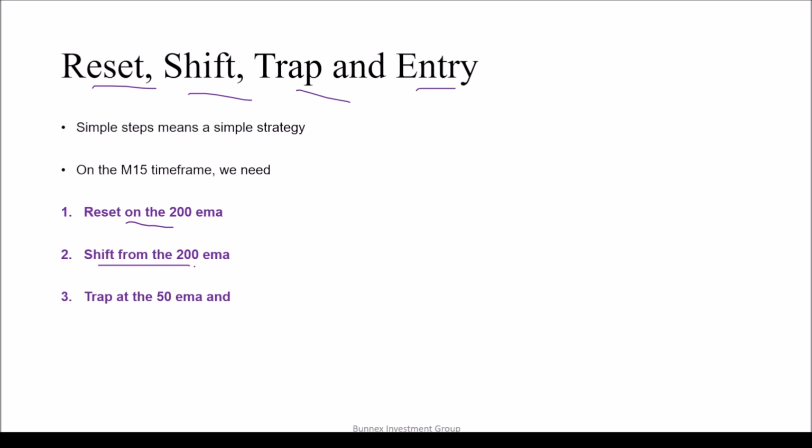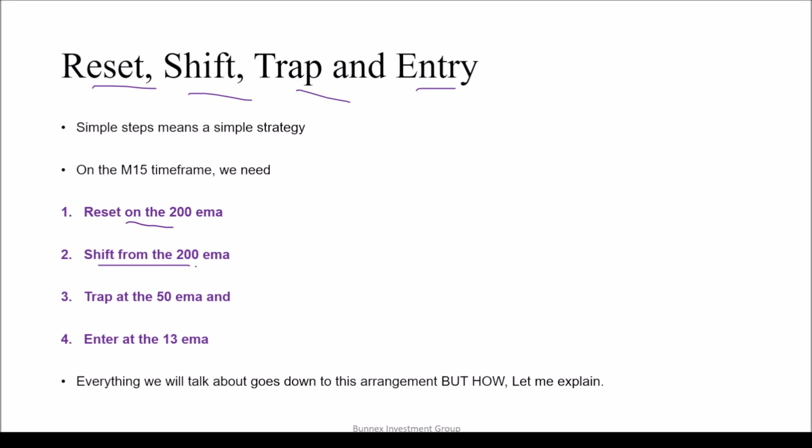Then we need to see a 13 crossing 50, and after that we need to see a pullback to the 50 EMA and then enter at the 13 EMA, as I will show you shortly. So everything we'll talk about goes down to this arrangement, but how? That is the biggest question that you now have. Let me explain.